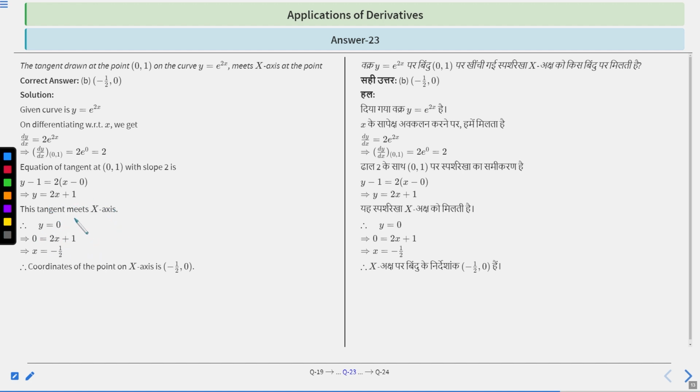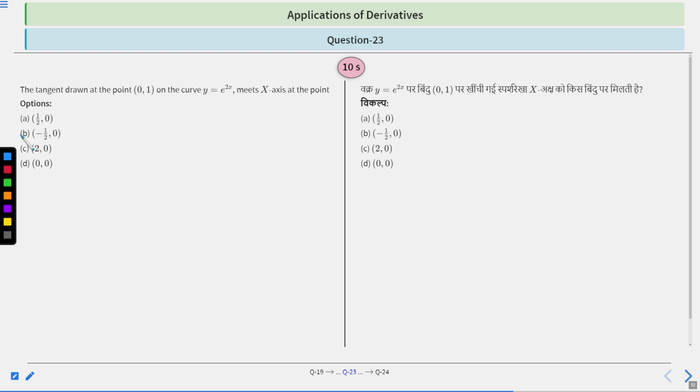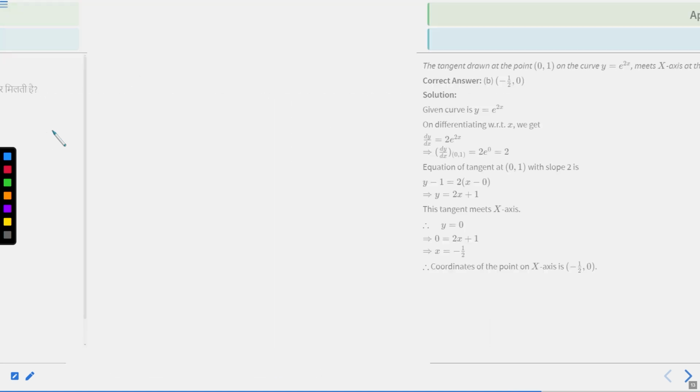Now, this tangent meets the x-axis, right? Since this tangent meets the x-axis, therefore, y will be equal to 0. Clear? Therefore, 0 is equal to 2x plus 1. Therefore, x is equal to minus 1 by 2. Therefore, the coordinates of the point on the x-axis should be (minus 1 by 2, 0). Clear? Got it? So, that's how the answer should be B, (minus 1 by 2, 0). Right. So let's move to the next question.